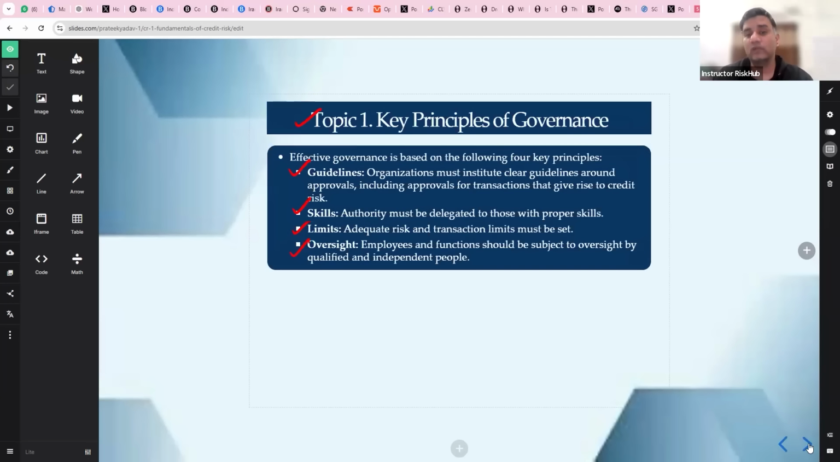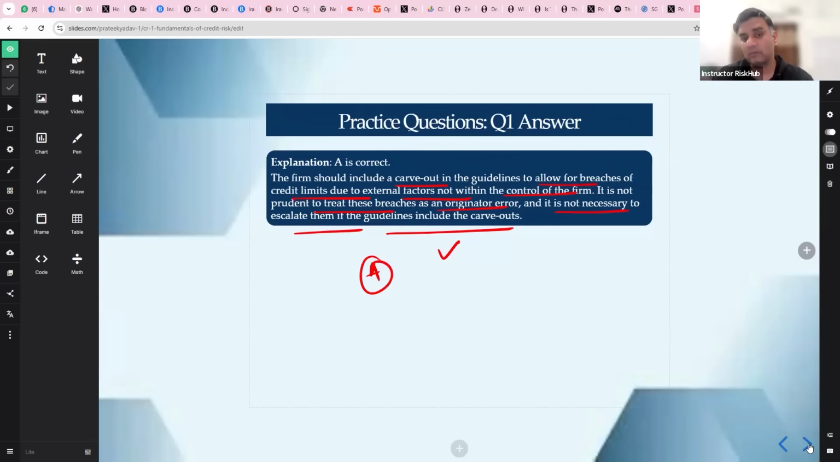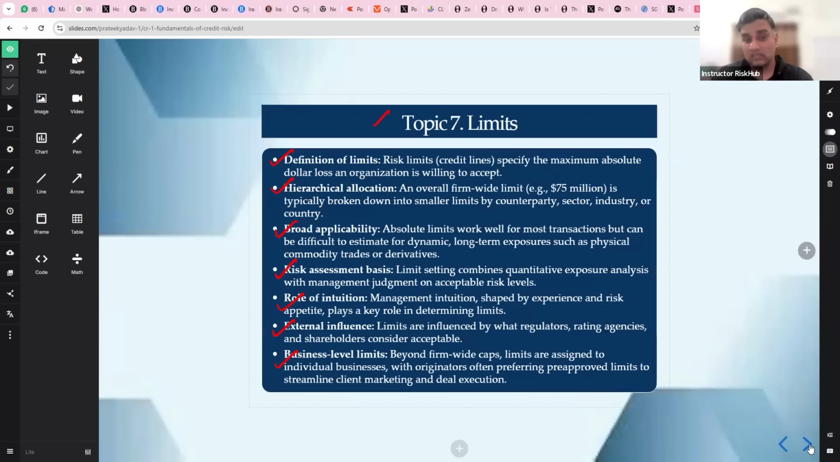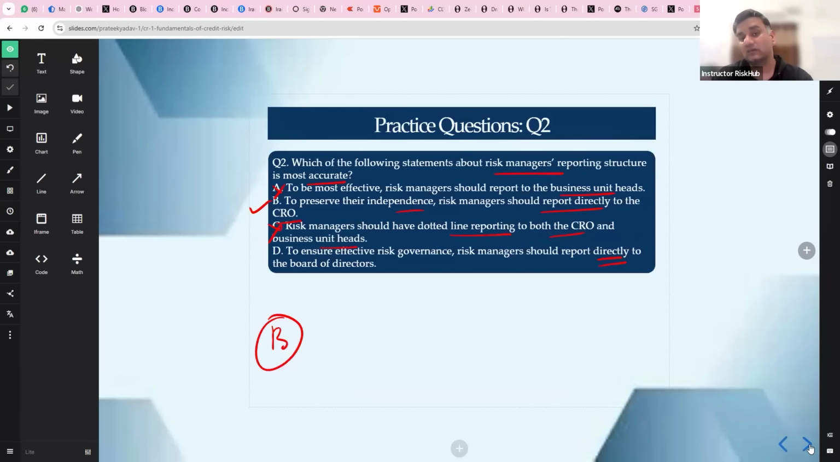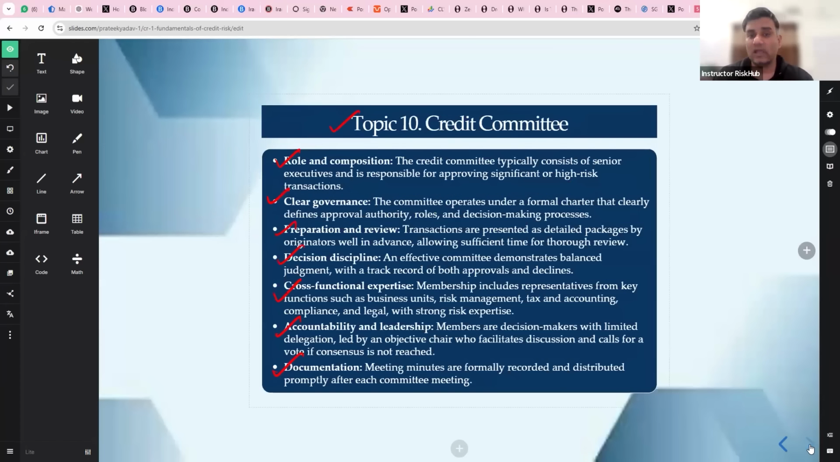You have to go into detail on each. You have to understand how one thing differs from another. What are the finer points of each? What about the skills, approval, and delegation authority? How is it a layered structure? Senior management involvement, escalation frameworks, limits, oversight: what happens in oversight, what happens in the credit committee, what are the transaction parameters? You have to understand that and note down the finer points. So a little bit of rote learning; you have to remember those things. Unless you remember them, it is very difficult to score marks here.